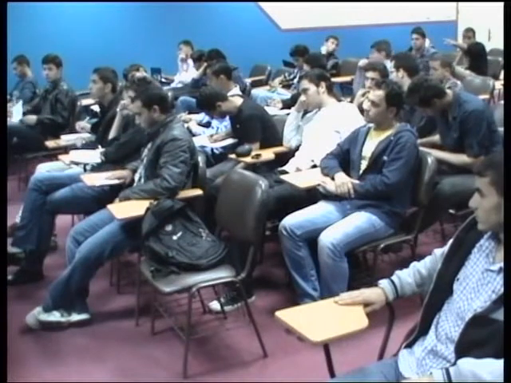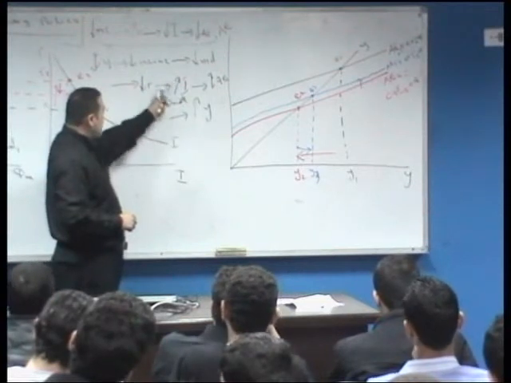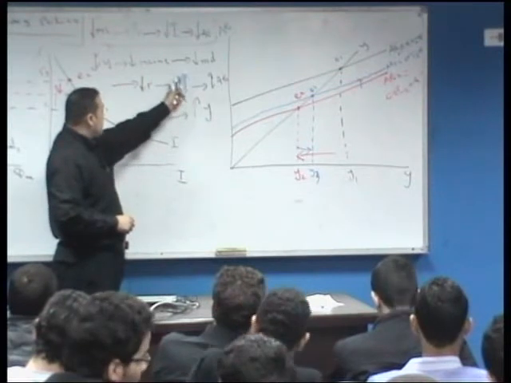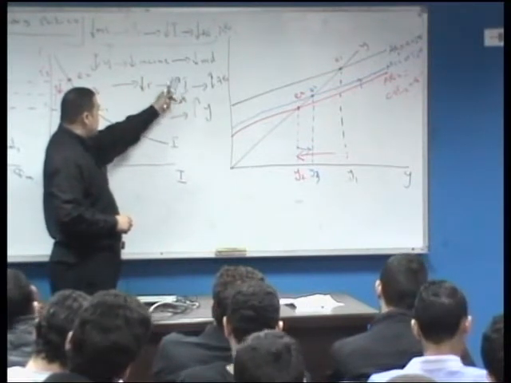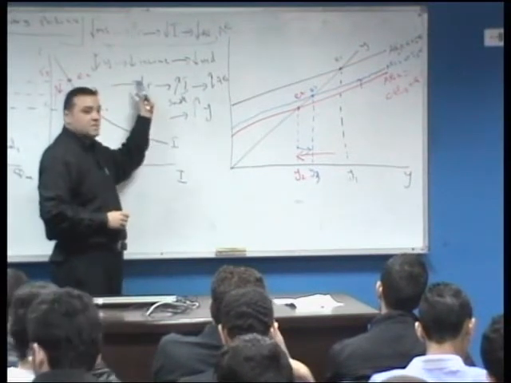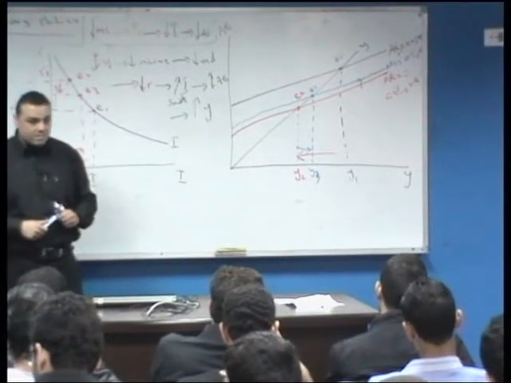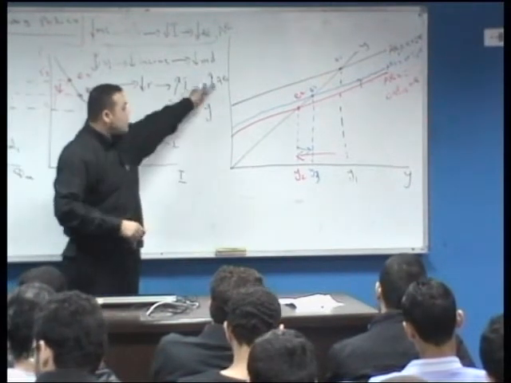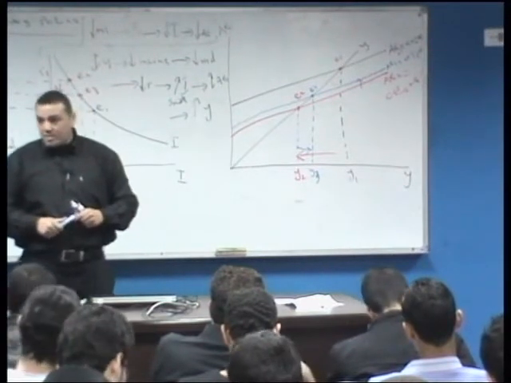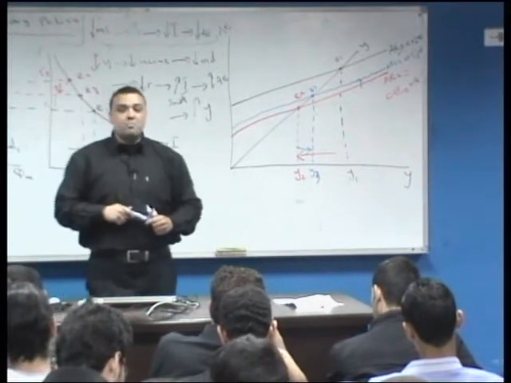The small decreasing in the planned investment is a result of the decreasing in the interest rate. I mean, I have a decreasing in the interest rate, which caused an increasing, with a small amount, in the planned investment. Okay? And then a small increasing in the aggregate expenditure, and then why? Right? Okay.